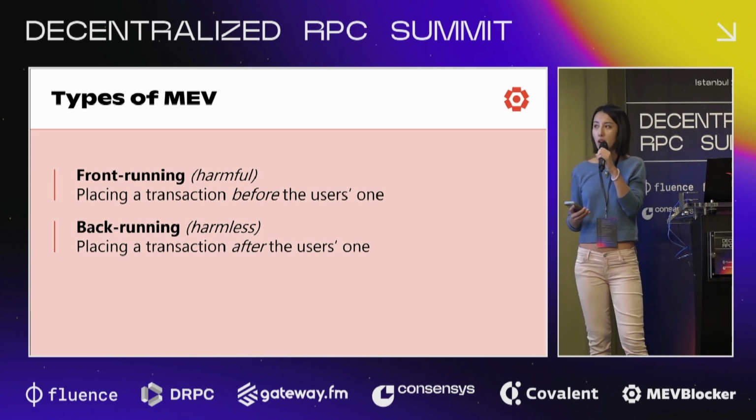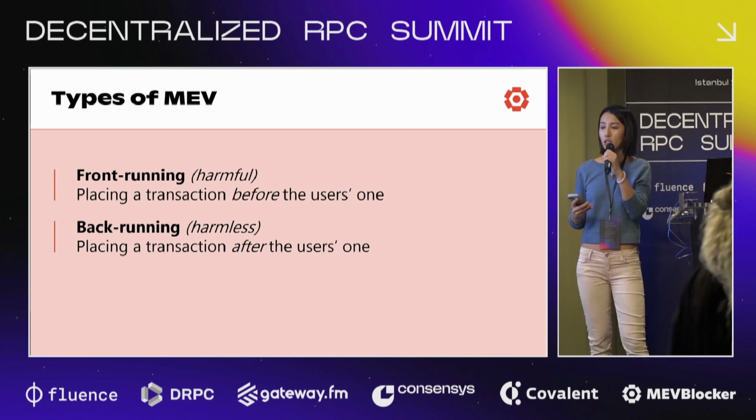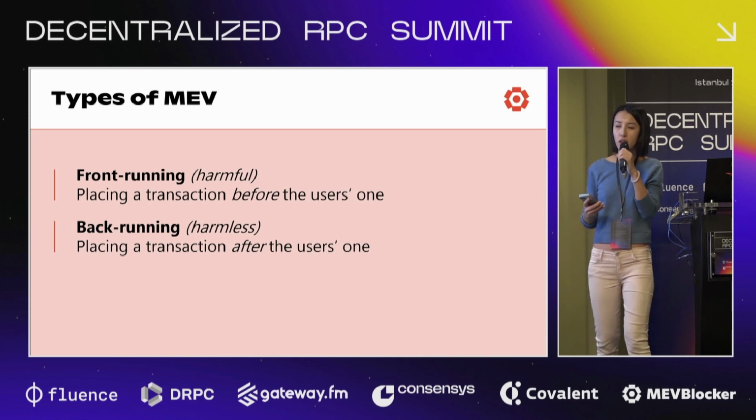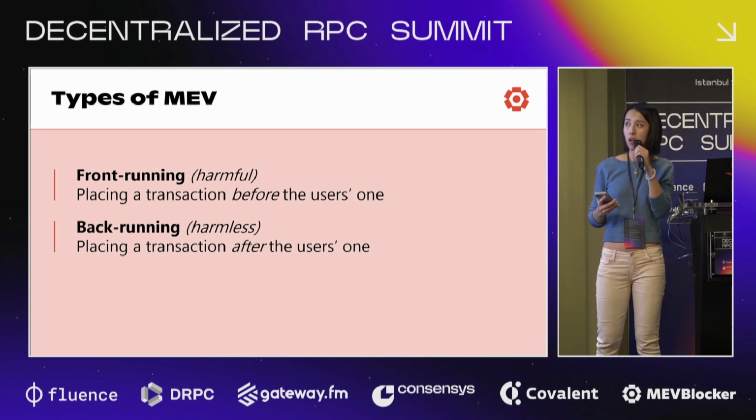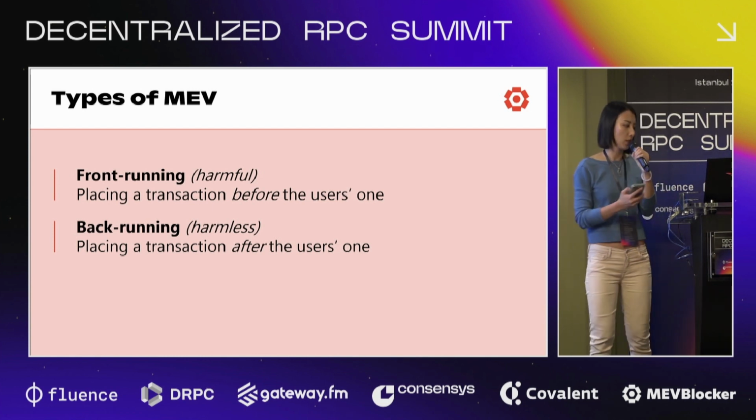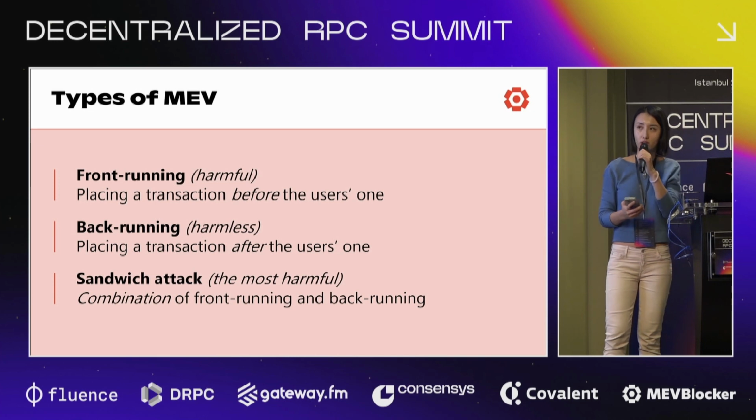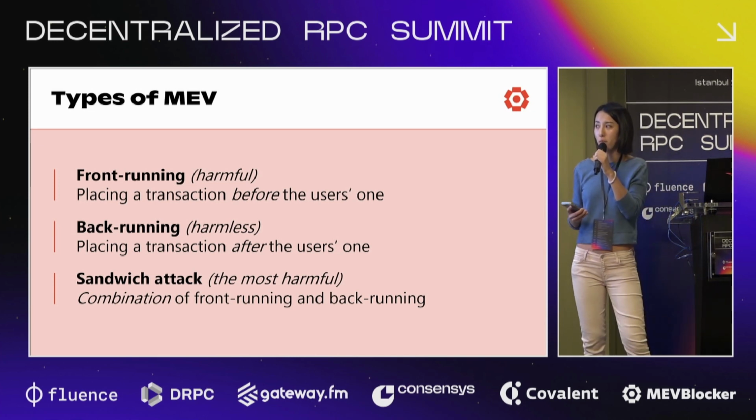Searchers pay to have their transaction go right after the user's one. It's harmless because it doesn't affect the user's transaction itself, but they're trying to capture the price impact of the user's transaction. The worst of all is what we call a sandwich. It's a combination of both front running and back running.